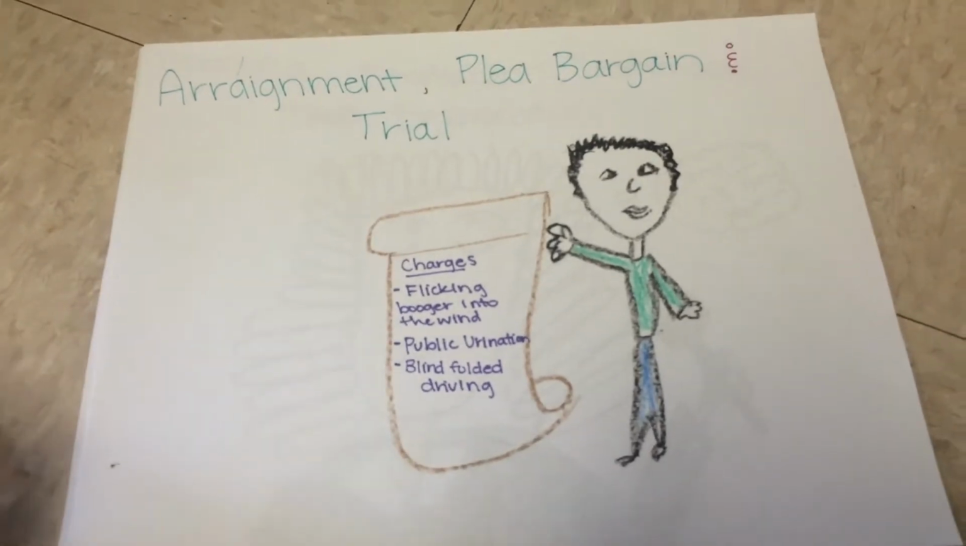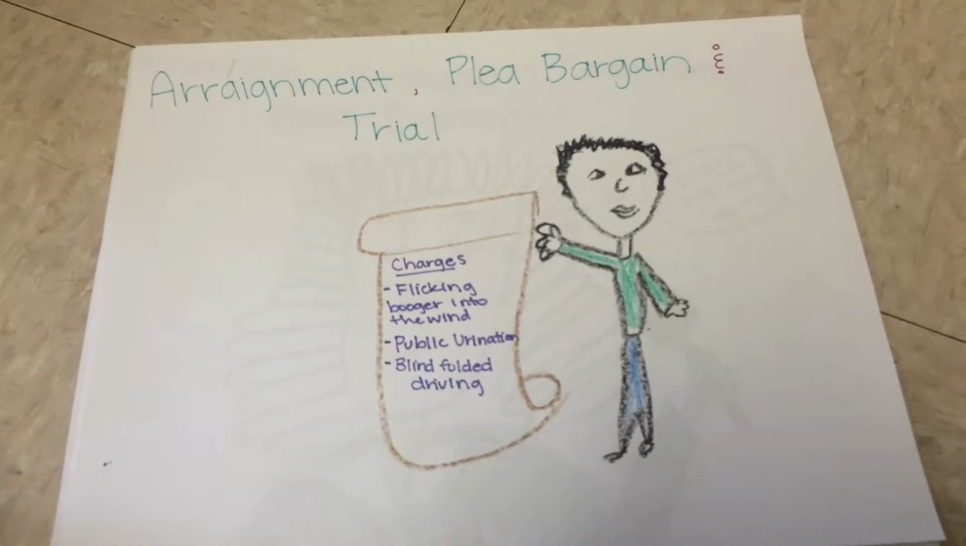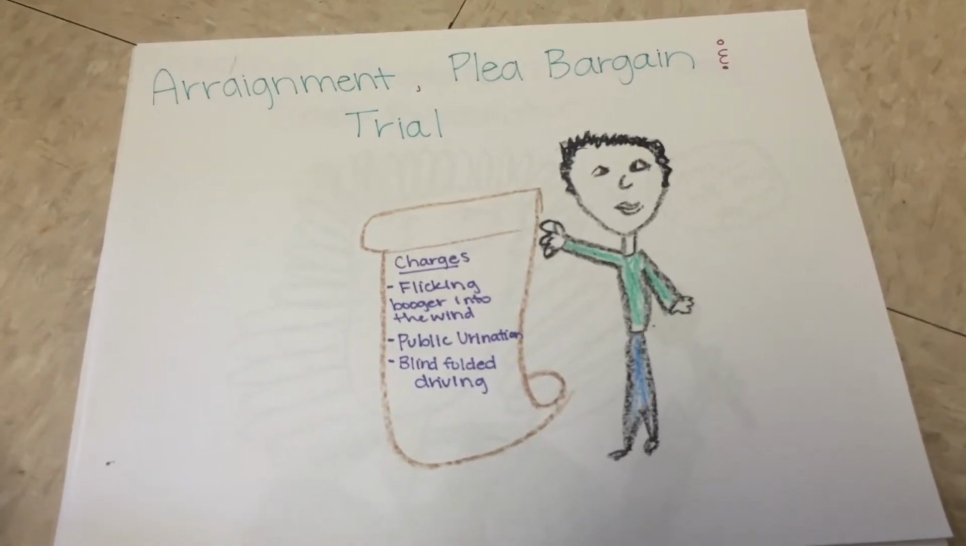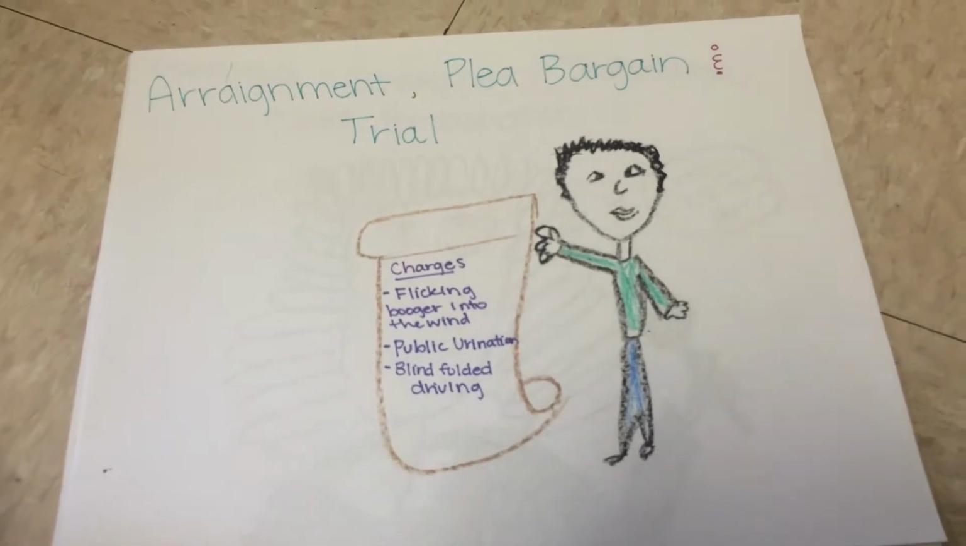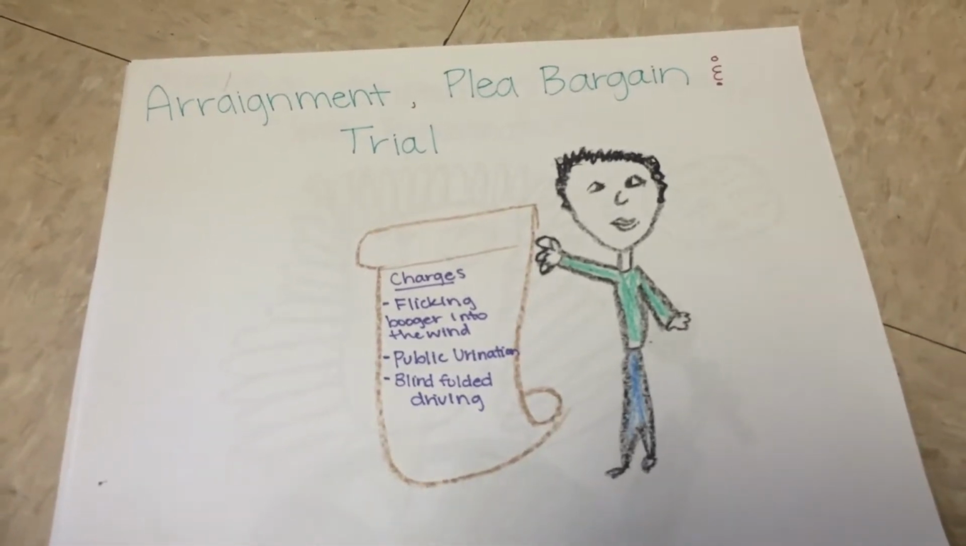And the plea bargain is when the accused decides to plead guilty or innocent, and that is when the sentence will be arranged.